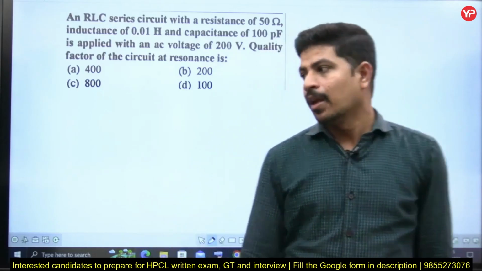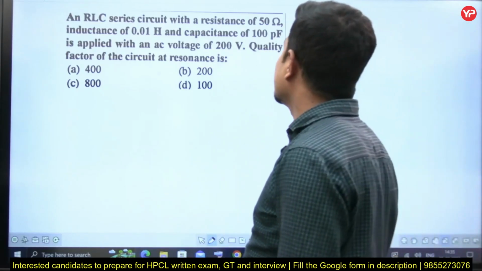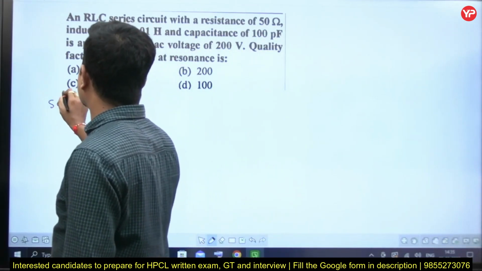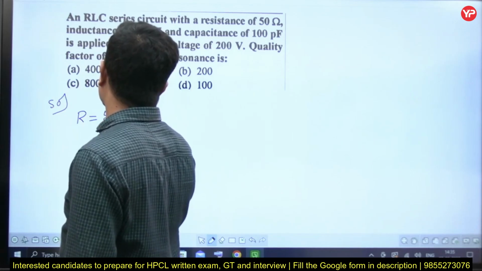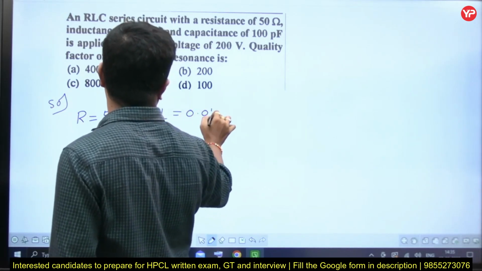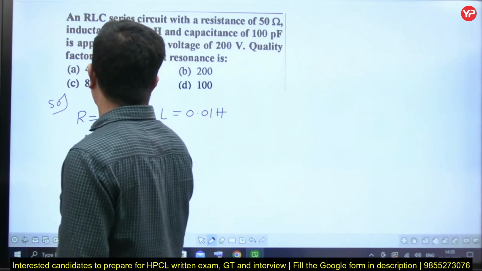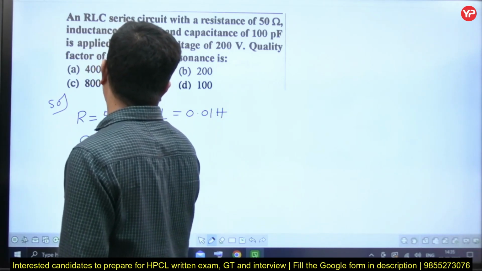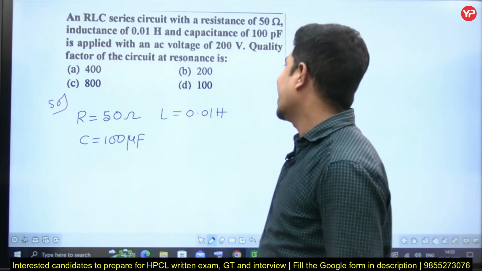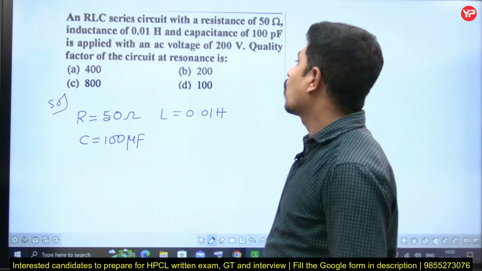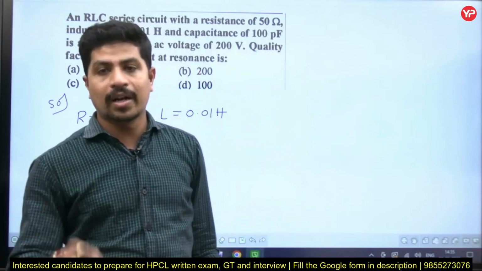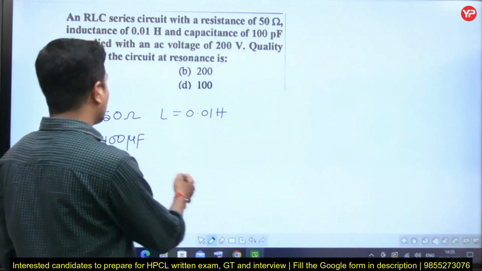What is he saying? A series RLC circuit with a series resistance of 50 ohms, inductance of 0.01 Henry, and capacitance C equal to 100 microfarads, is applied with an AC voltage of 200 volts. The quality factor of the circuit at resonance is what we have to find, at the resonant condition only.